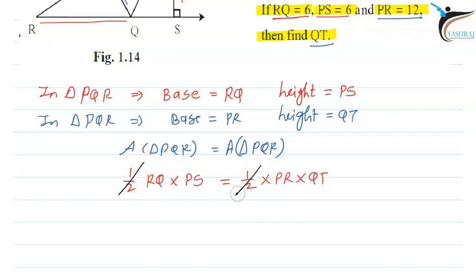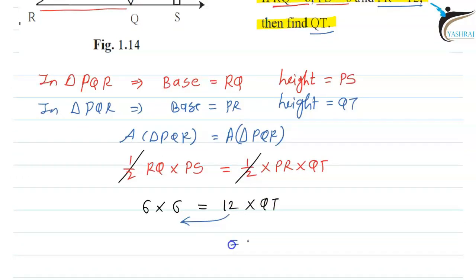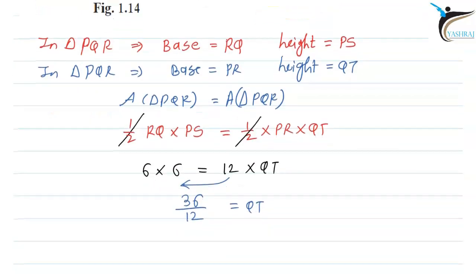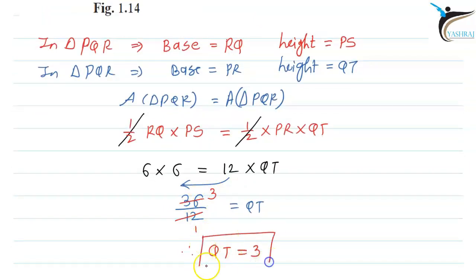Now half gets cancelled. We have been given RQ as 6, then PS as 6, that equals PR, which is 12, into QT as it is, because we have to find QT here. So shift that 12 from RHS to LHS, so that we get QT equals 6 into 6, that is 36, divided by 12. And everyone well knows 12 threes are 36, so we get QT equals 3.